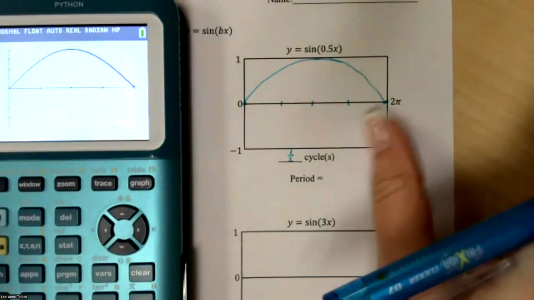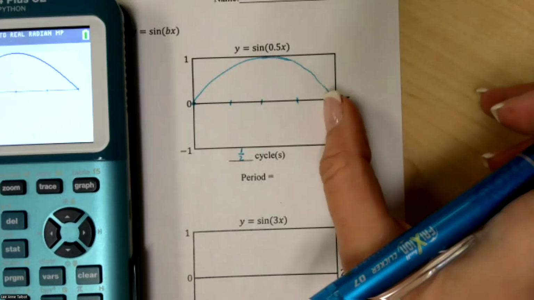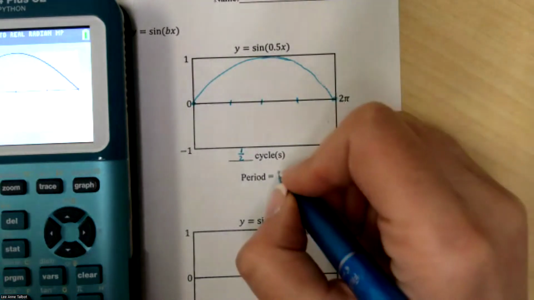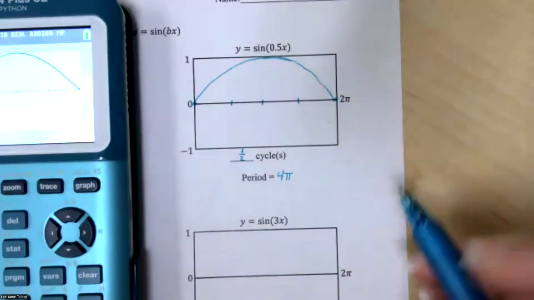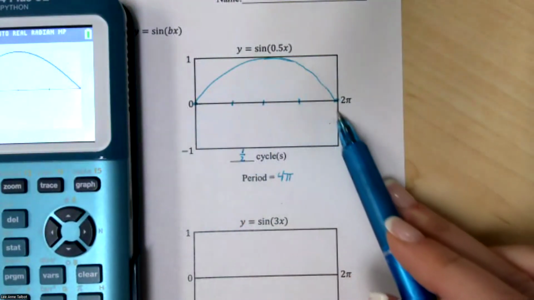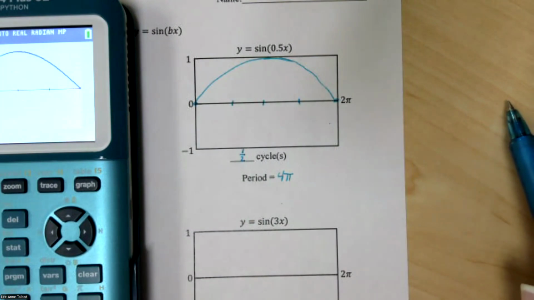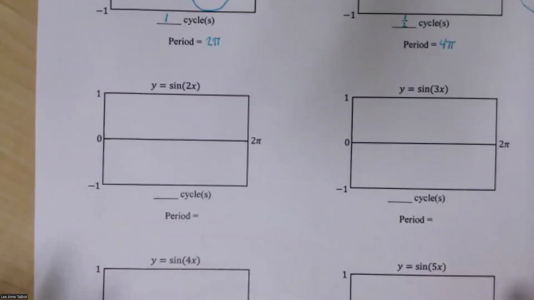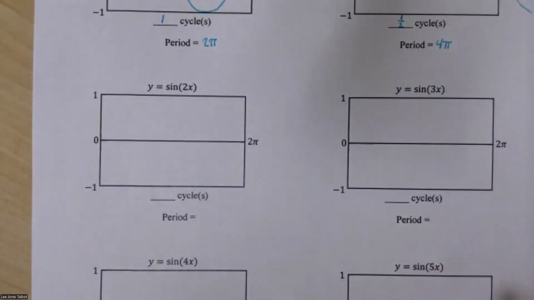So use your mathematical powers of deduction. How much more would I need for it to complete the whole thing? 4 pi. Do you guys see it would do the top half in 2 pi and this bottom half in another 2 pi, which would make 4 pi. So if you want to, you could go like, okay. All right. Now 2x.